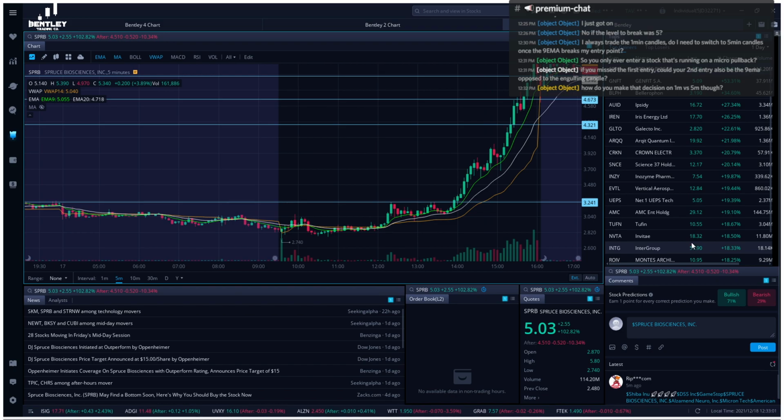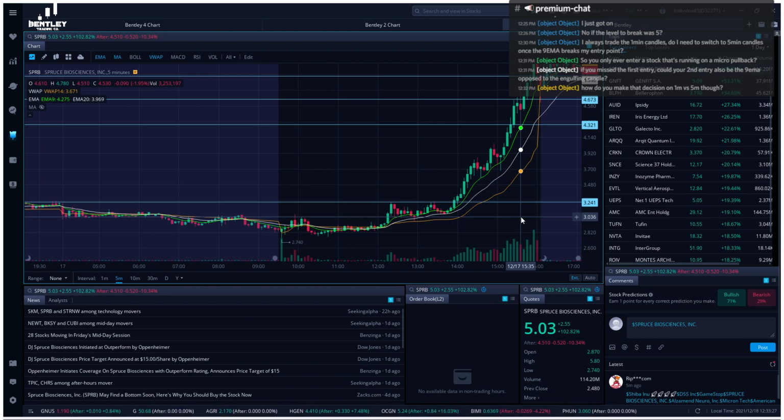If you missed the first entry, could your second entry also be the 9 EMA post to the golden candle? No, because you don't know if it's going to hold that 9 EMA. It's only there for support, and just because it touches that 9 EMA doesn't mean it's going to hold it. So you have to wait for confirmation from a technical analysis side, which would be an engulfing candle.